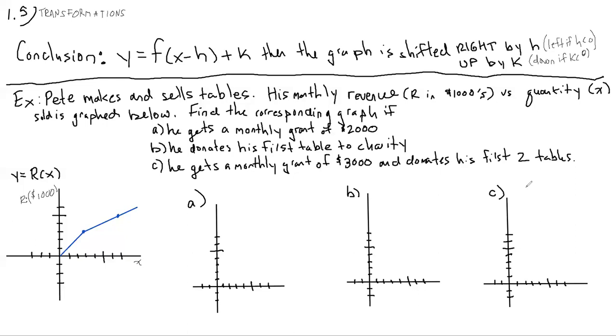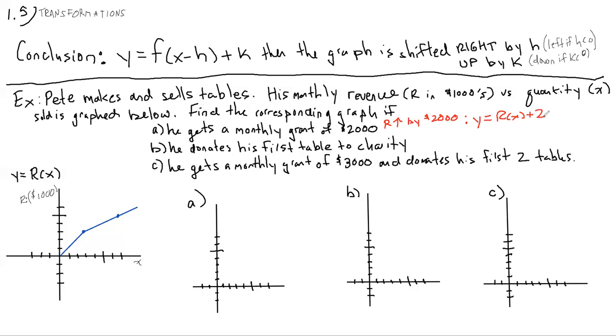So first of all, what I'm going to do is translate these to that function notation. And then we'll look at what that's going to do for the graph. If he's getting a monthly grant of $2,000, that's straight to revenue, right? So that basically means that revenue goes up by $2,000. So in our function, we have y is r of x, and we're just going to add to that r of x.